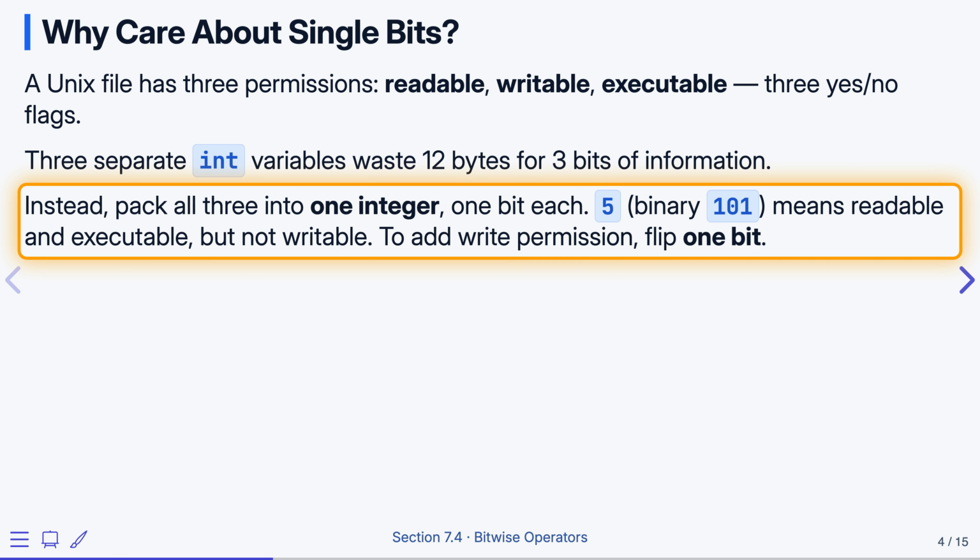Instead, you pack all 3 into a single integer, 1 bit for each permission. The value 5, which is 101 in binary, means readable and executable, but not writable. To add write permission, you flip just 1 bit without disturbing the others. This packing pattern is everywhere: hardware registers, network headers, graphics options, game state.